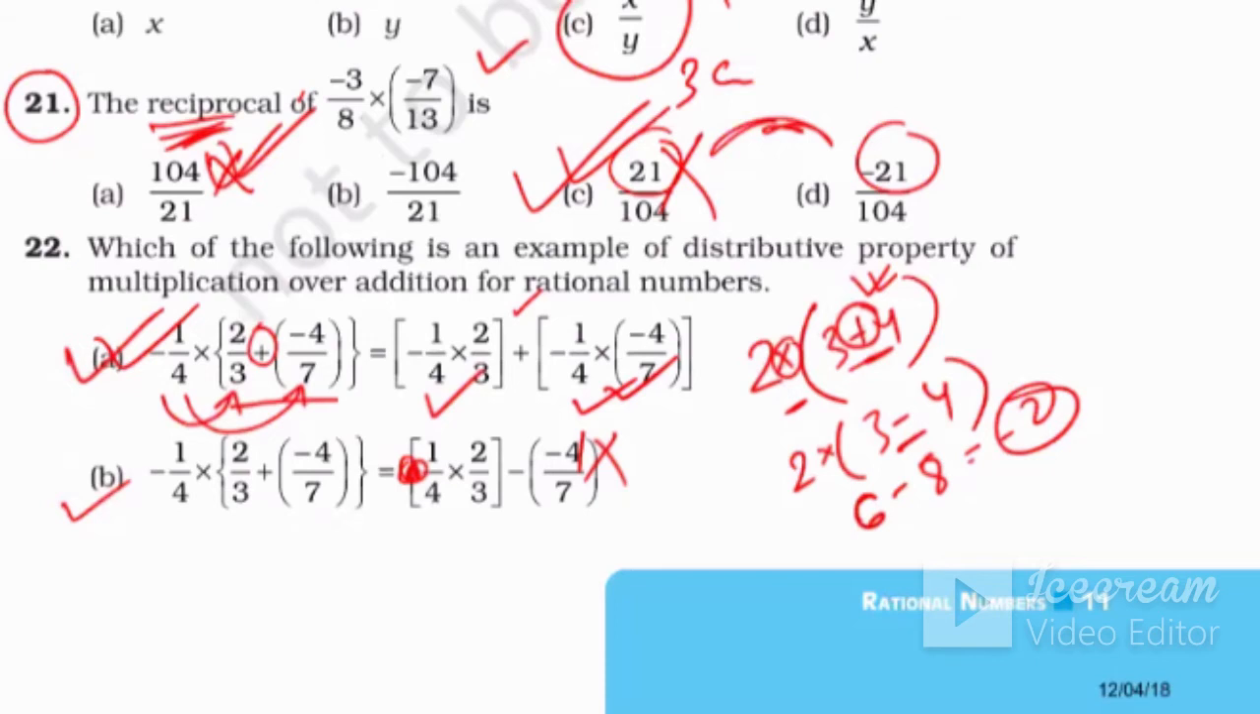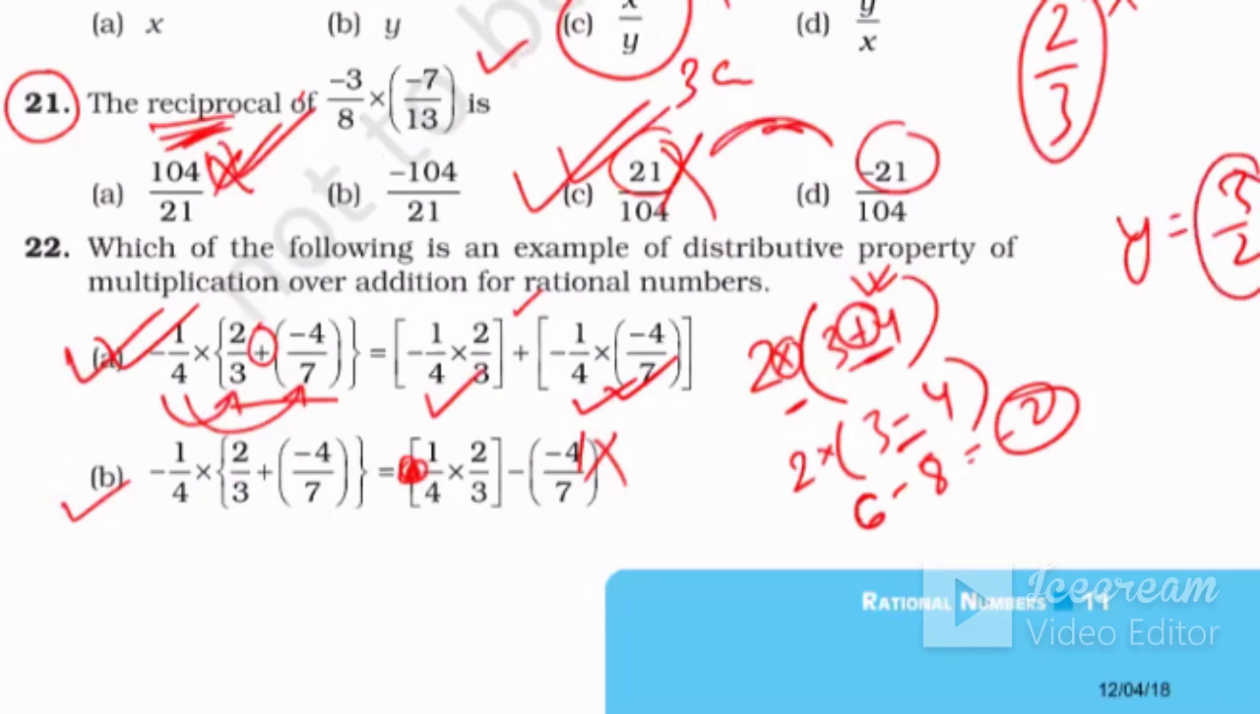See, if you take 2 by 3, this is x. And y, what is it saying? Y is the reciprocal of x. If it is x, then y is equal to 3 by 2. Then the reciprocal of y is what? Only x. If y is the reciprocal of x, then x will be the reciprocal of y. Simple.